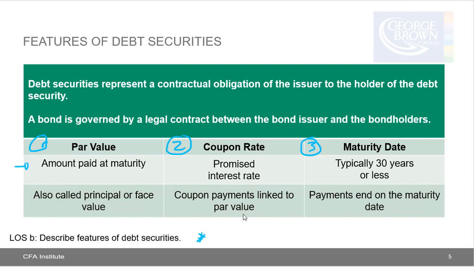It's important to understand that the coupon payment never changes. The cash payment never changes, but interest rates do change. Prices on bonds do change. So yields on bonds do change, but the coupon payments never change. That cash payment is always the same.